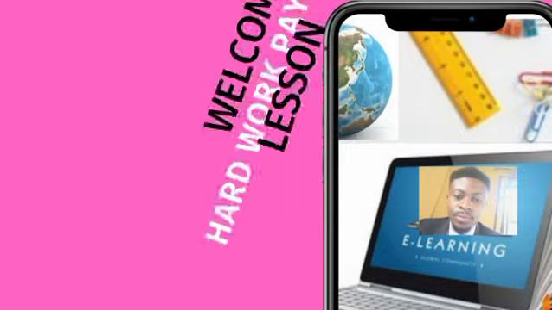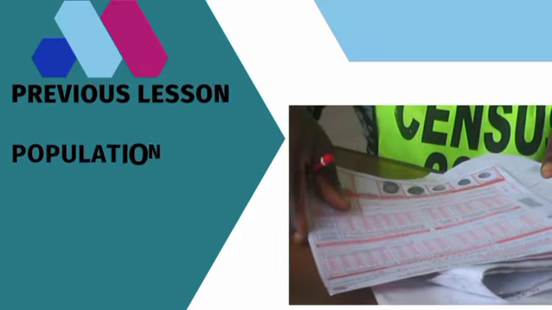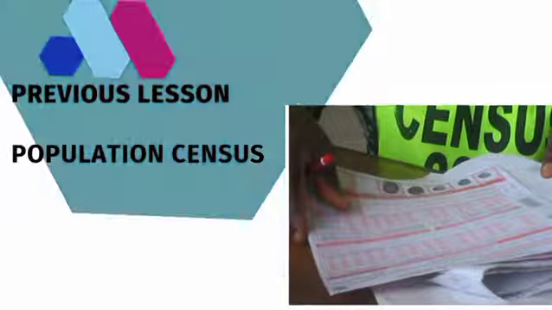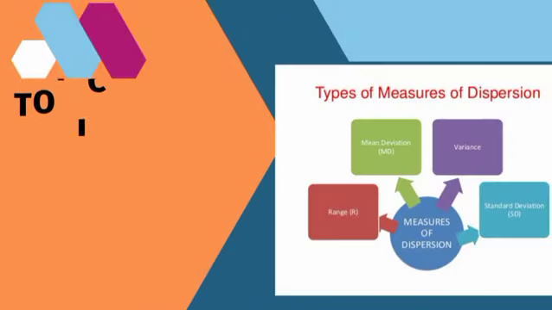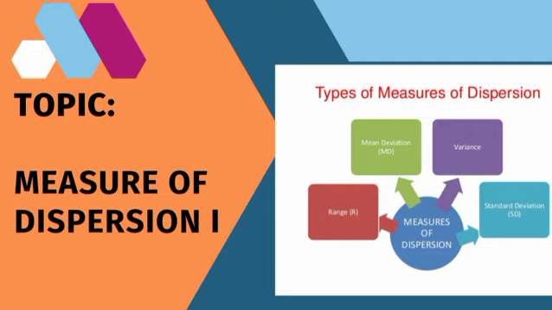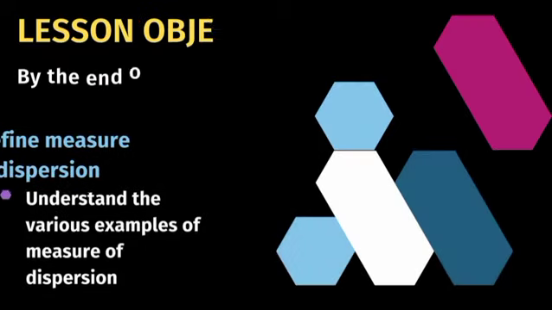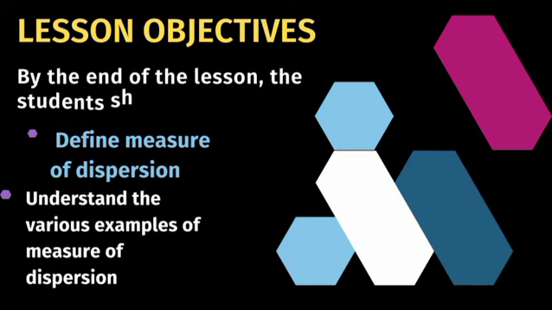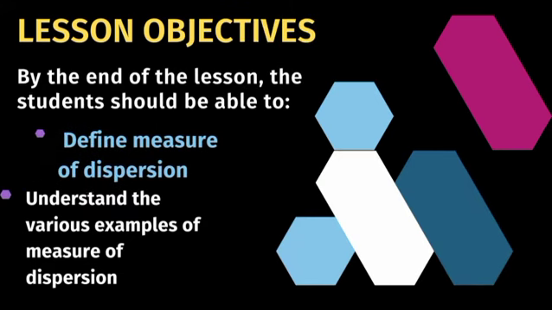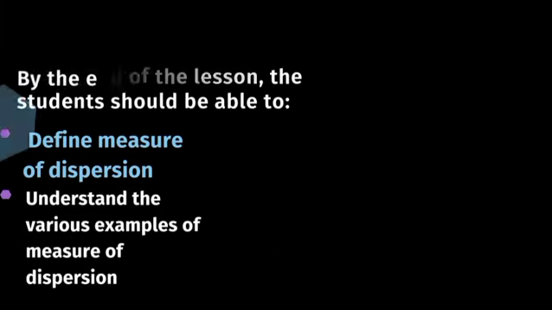In our last class, we discussed population census and problems. Today's lesson is on measure of dispersion or variability. We are going to be looking at the range, the variance, the quartile, and the standard deviation.